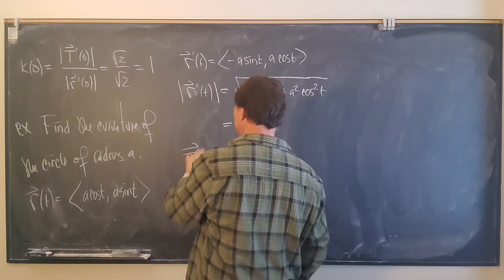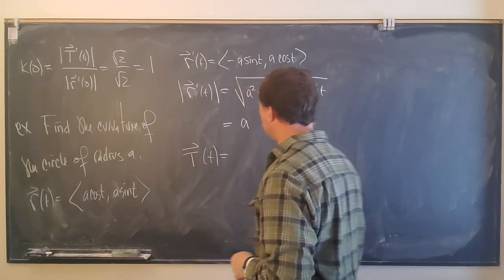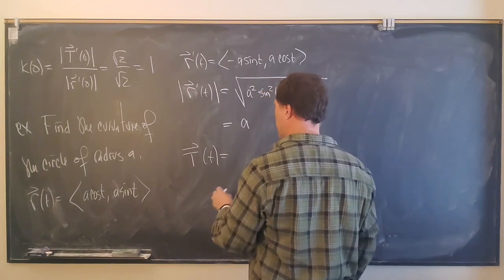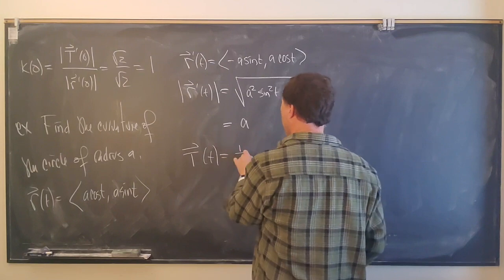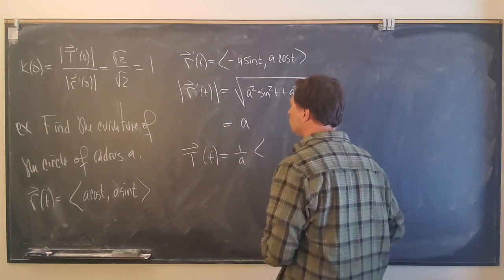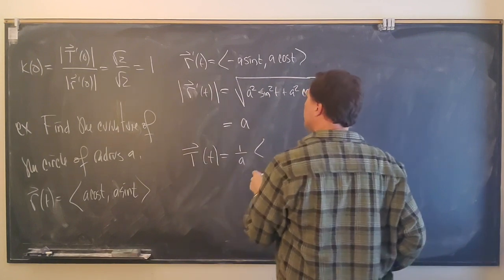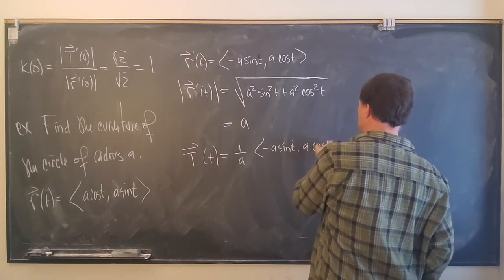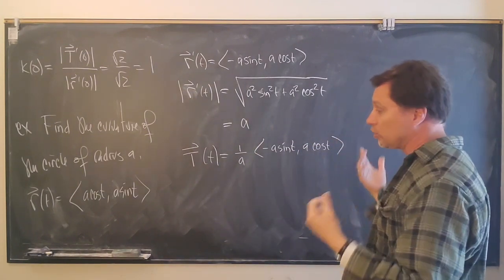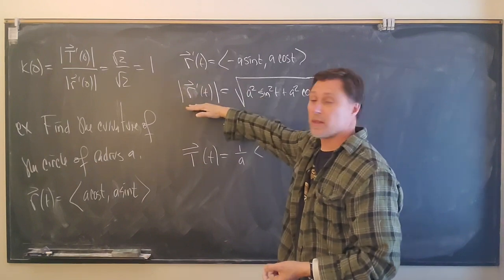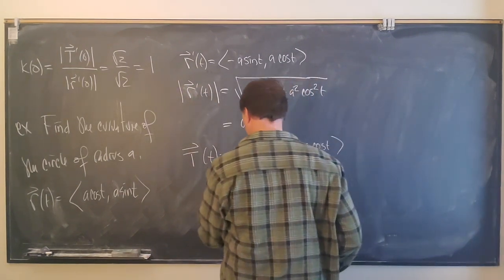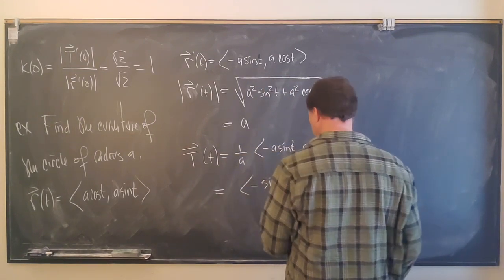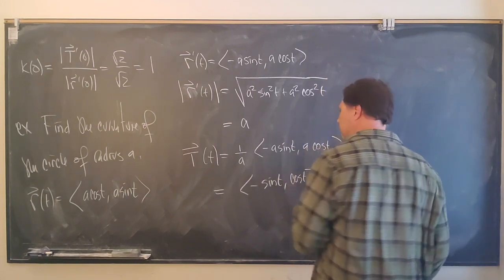We also need, okay, so that tells us that T of t is equal to 1 over a times r prime, which is negative a sine t, comma a cosine t. Right, T is the unit tangent vector, so it's r prime divided by the length of r prime. And so this simplifies to be negative sine t, comma cosine t.